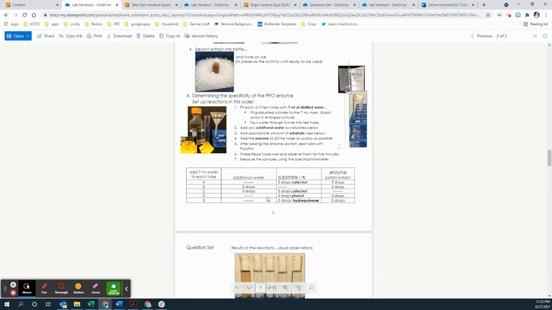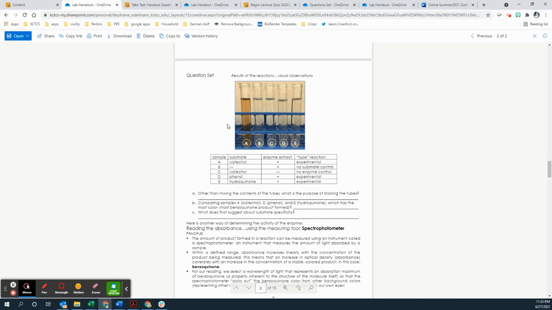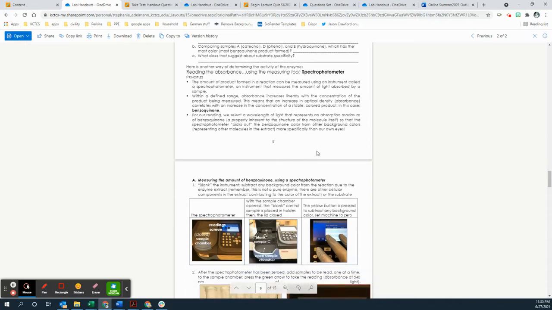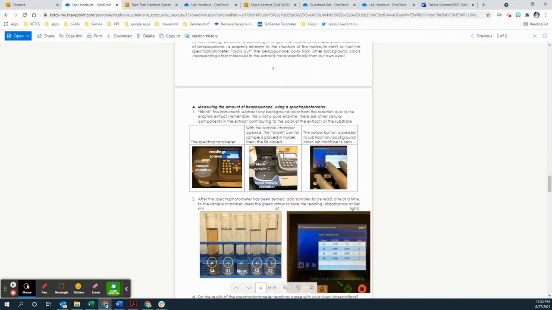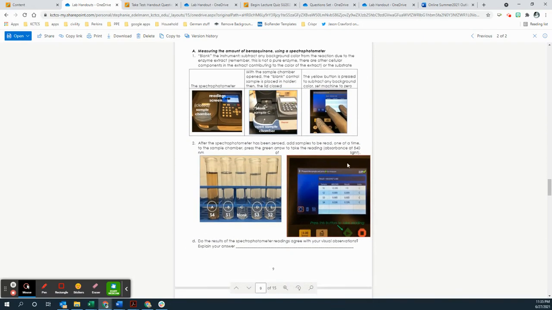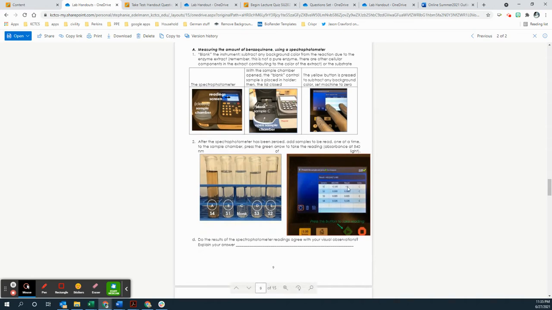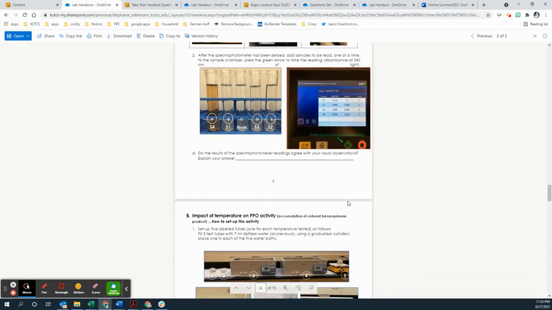So by looking at three different chemicals that are shaped very similar to the substrate catechol, we look at whether the enzyme reacts or doesn't react. So it turns it brown or doesn't turn it brown. And as you can see, there's very different reactions in that. We read this with a spectrophotometer, and so we talk a little bit about how a spectrophotometer works, and what the numbers mean that we see there.